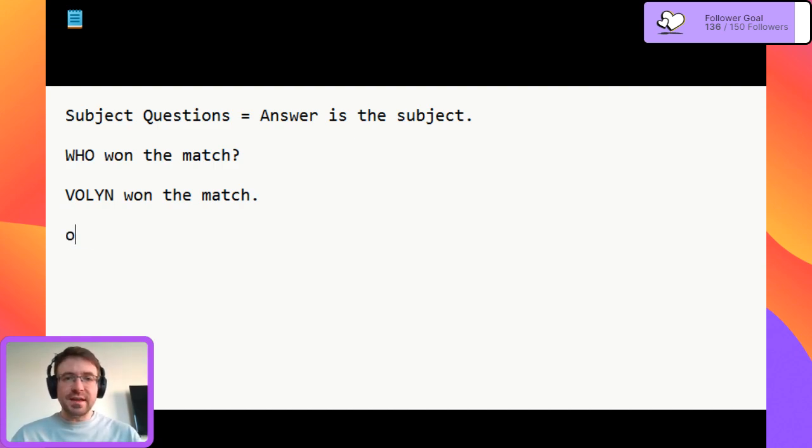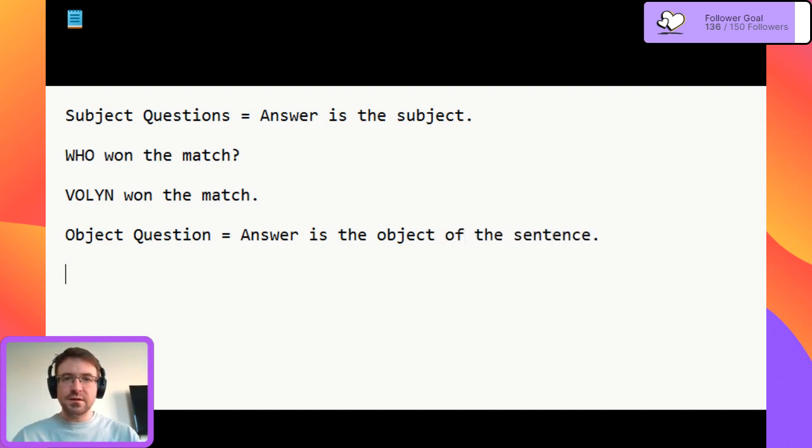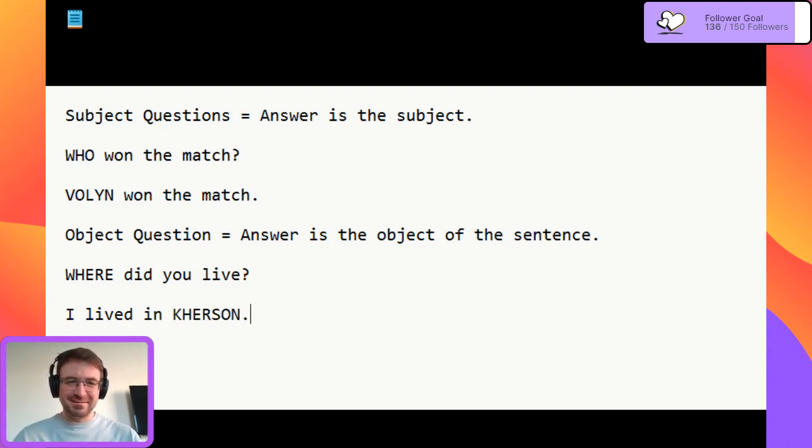The alternative is an object question, and this is when the answer is the object of the sentence. So, for example, we can say, where did you live? And the answer, I lived in... let's change it to Kherson. Why not? So, I lived in Kherson. So, here, the answer of the sentence is not the subject. The answer is the object of the sentence.